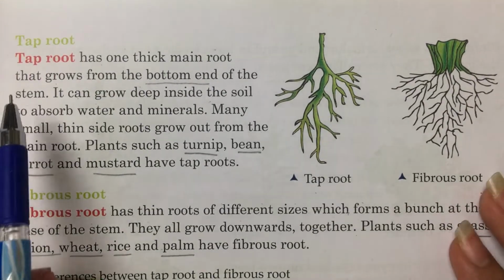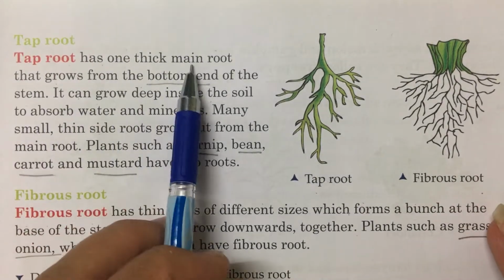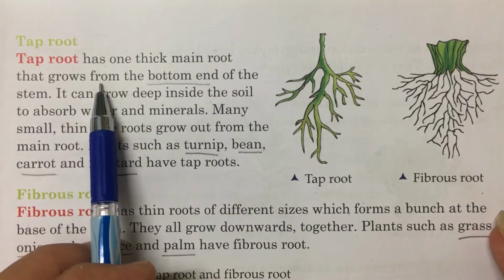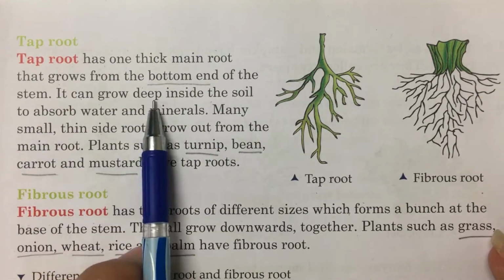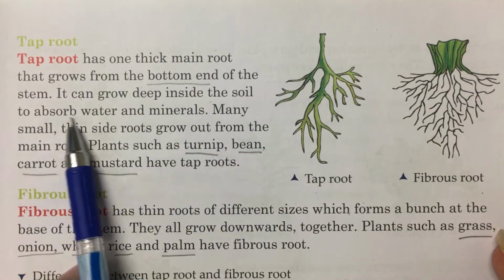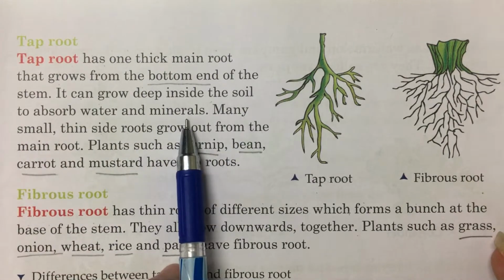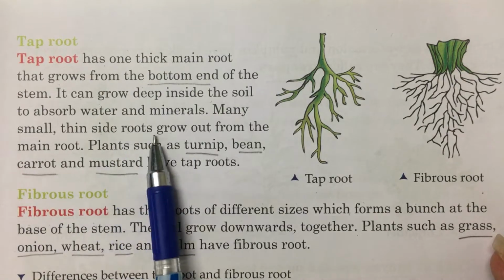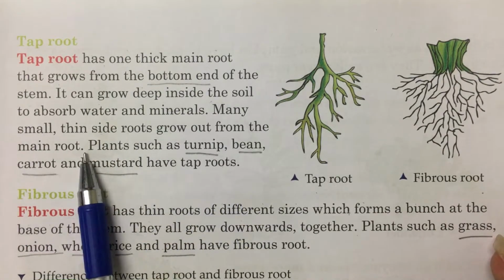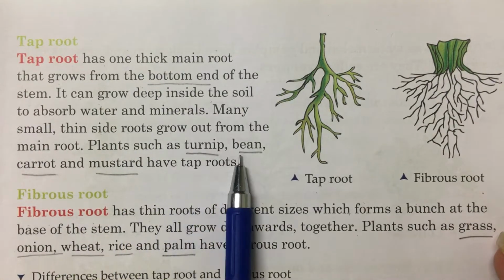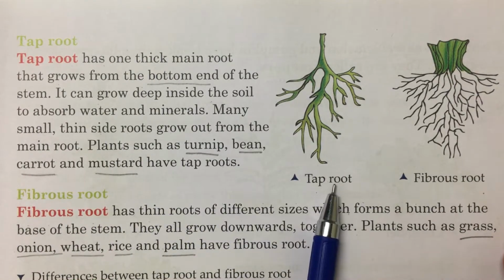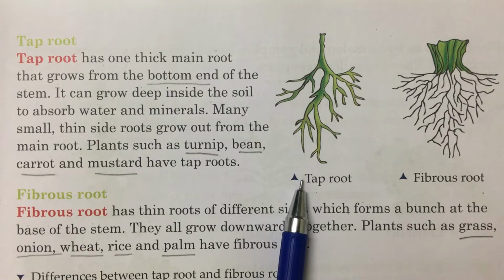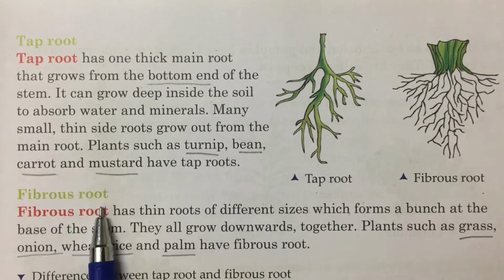Taproot. Taproot has one thick main root that grows from the bottom end of the stem. It can grow deep inside the soil to absorb water and minerals. Many small, thin side roots grow out from the main root. Plants such as turnip, bean, carrot, and mustard have taproots. This is the taproot.